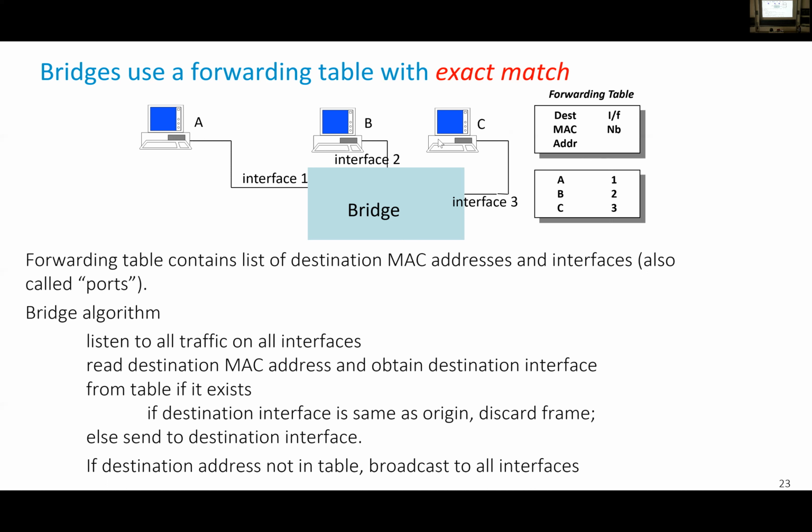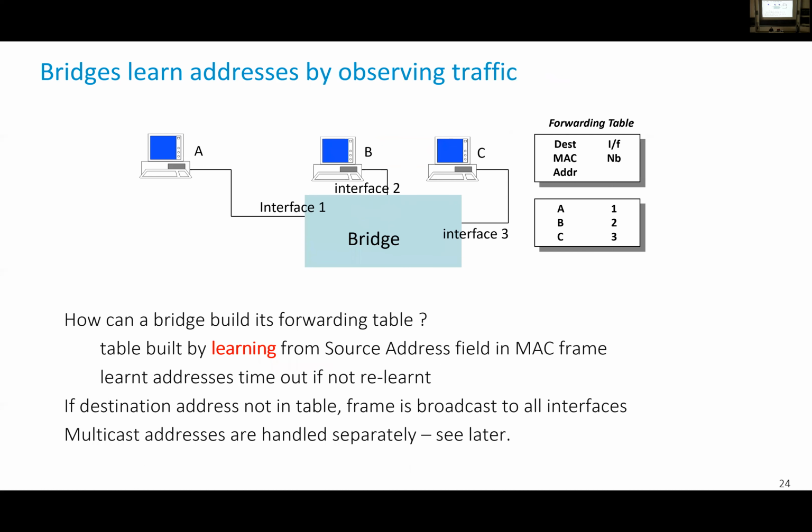Bridges don't do that. In contrast, and we will see why in a second, if the destination address is not in the table, you broadcast it to all interfaces. So if B sends a packet to A, and for some reason the bridge doesn't know where A is, then the bridge will send it to A and to 3. Of course, you don't broadcast it back to the interface where it is coming from. So that's the program and how the very first bridges were done.